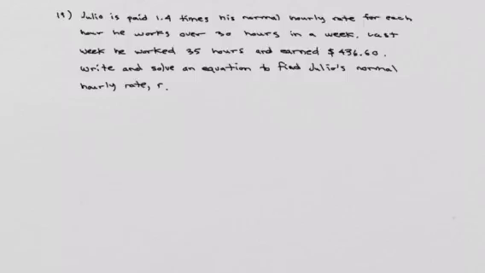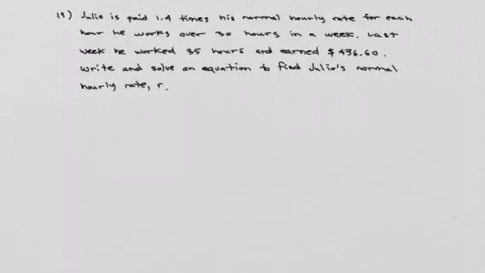Okay. So now that you've read through it, the next time we're going to read it again. And this time we're going to pick out some of the information that we know and maybe highlight it or underline it. So looking at that first sentence, Julio is paid 1.4 times his normal hourly rate for each hour he works over 30 hours in a week. There's a lot of information there. Let's go through and figure out what that important information is.